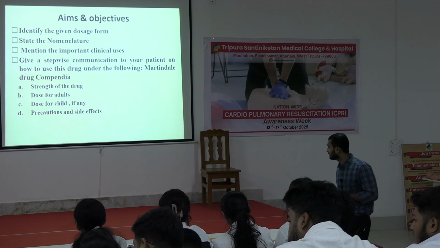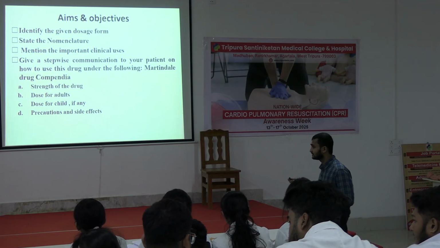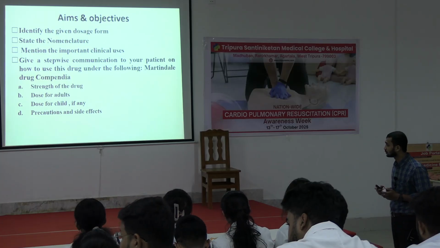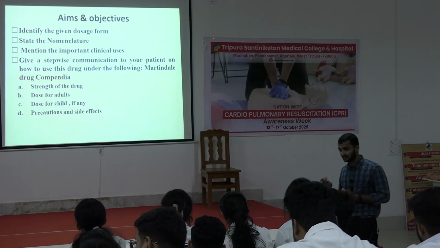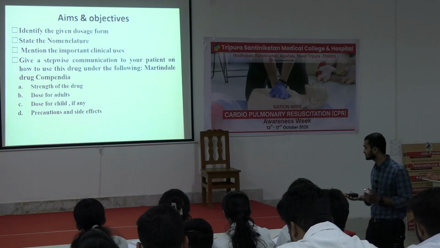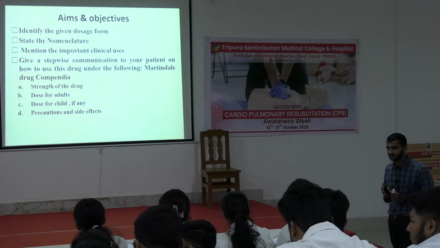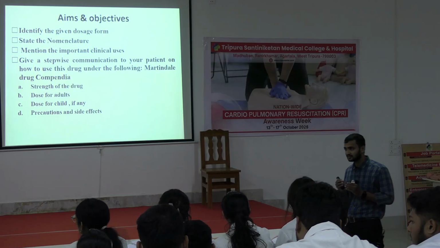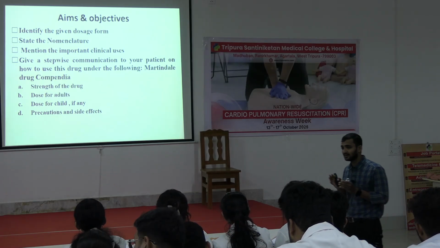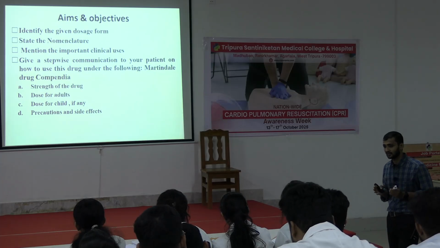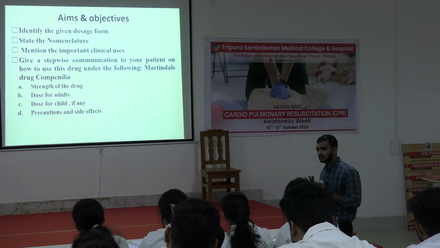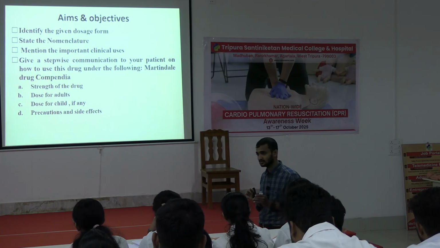Martindale drug compendia. What is that? First, the strength of the drug. Then the dose for an adult; if the patient is an adult, you need to tell how much dose you are giving, and if a child, how much. Then precautions: when you are prescribing the drug, what precautions the person needs to take before taking the drug, and the side effects. All these things you have to explain to the patient before giving the drug.